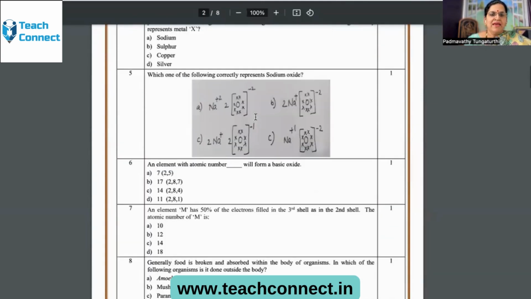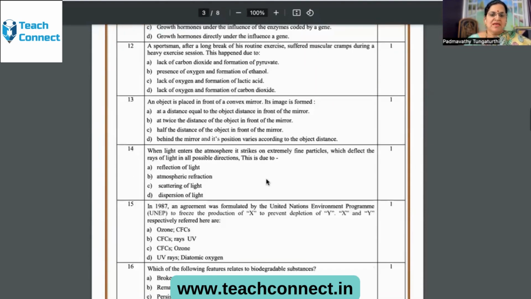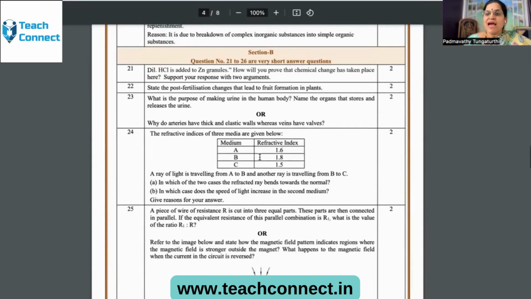In Section A, these are the most appropriate options. That means there are 3 distractors and 1 correct answer. You have to challenge yourself on why you have chosen that answer. The teachers are supposed to train the students in this aspect of reading the question correctly, that is, to read, to understand, and also to comprehend.